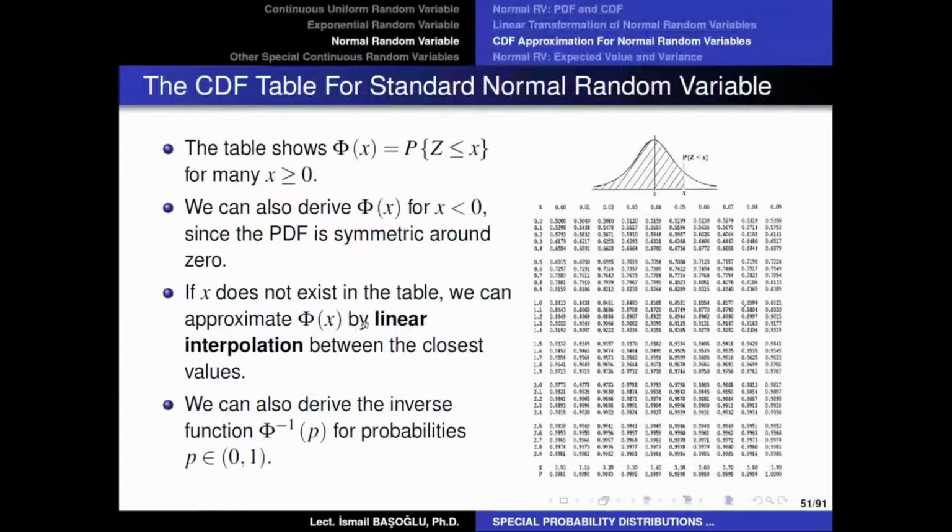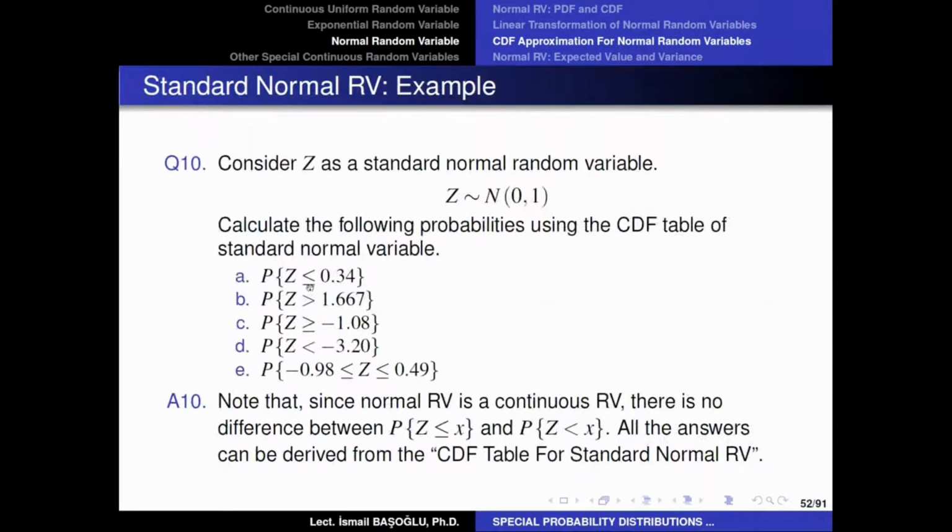So this means we can use linear interpolation between the closest values if the X value does not directly exist in the table. And also, we can use this table in the inverse direction as well. Not in every question will somebody give us an X value and ask us to determine the probability. Sometimes the question will give us a probability and ask us to determine the X value regarding that. Now we are going to practice all of this in the next question.